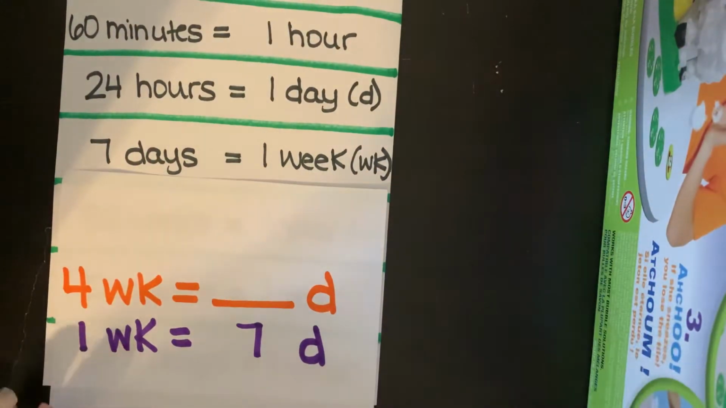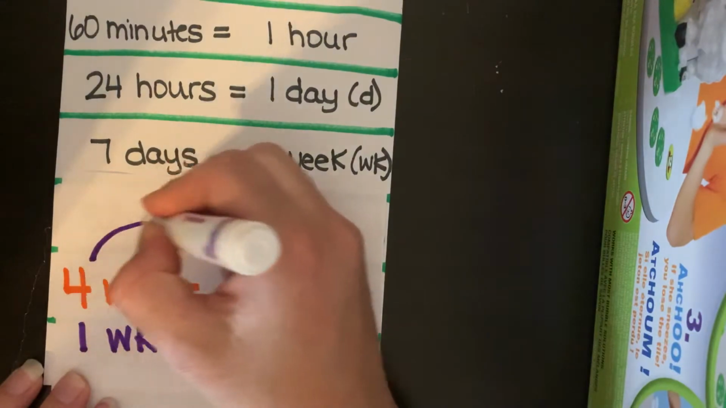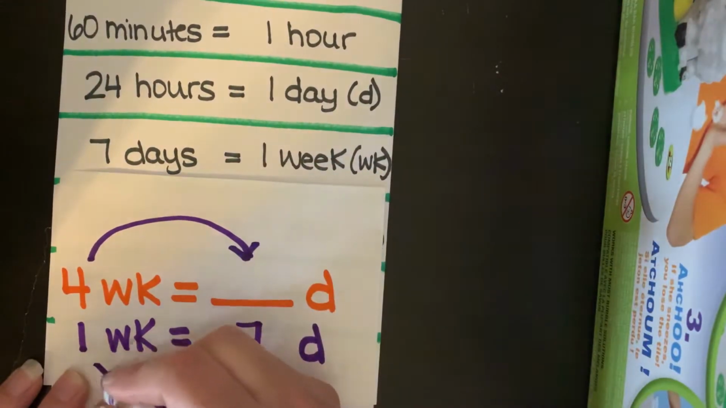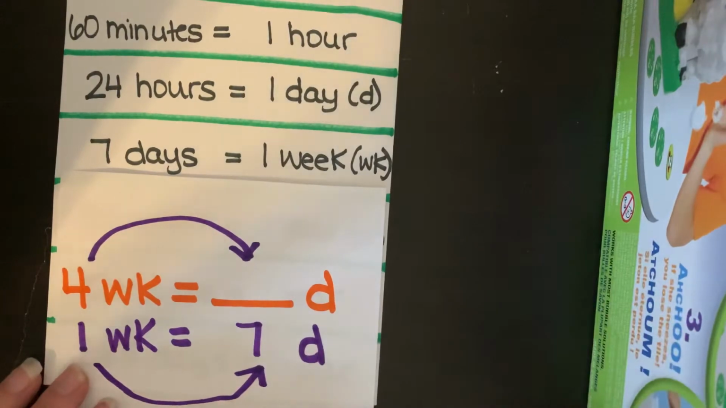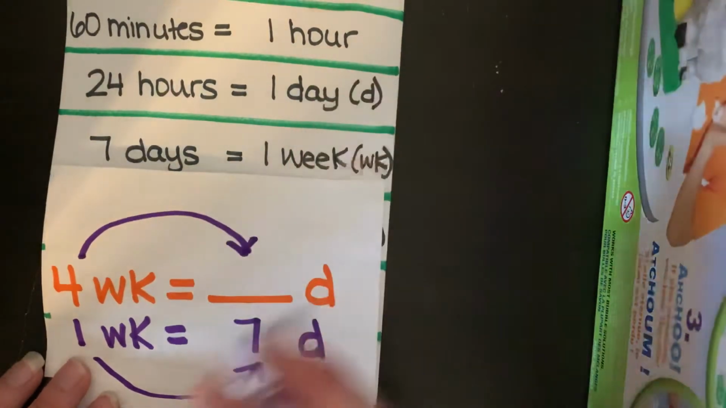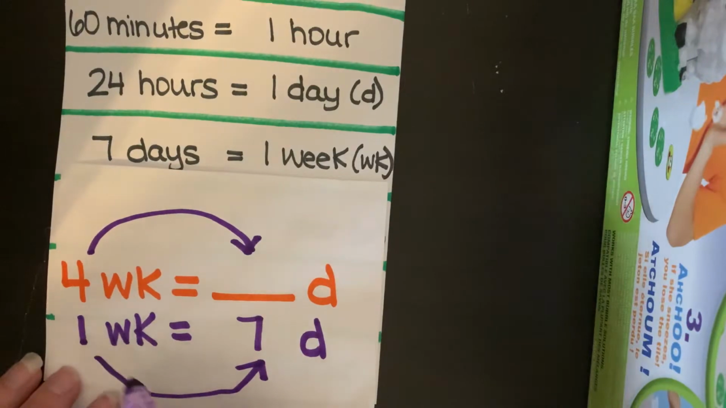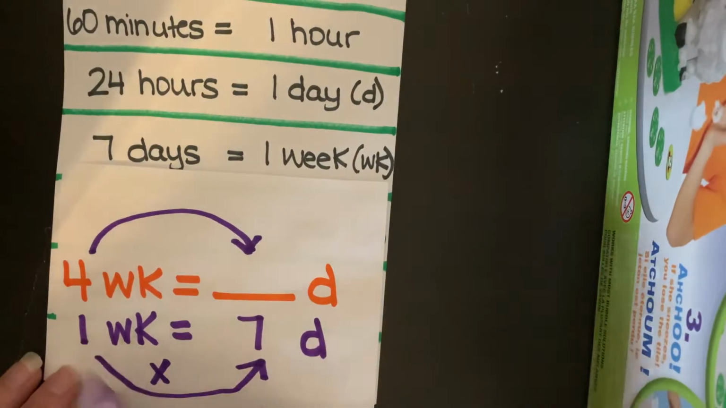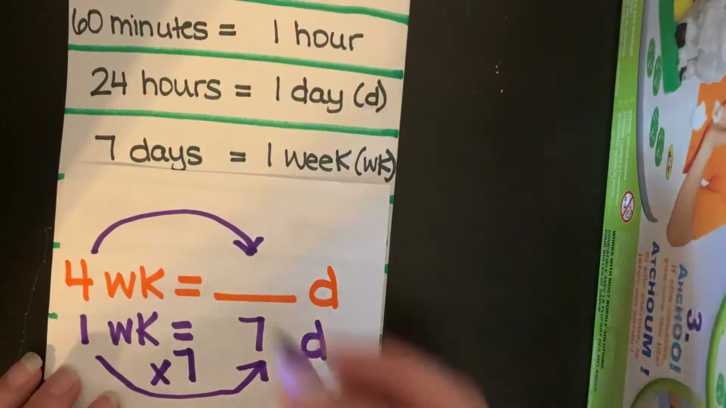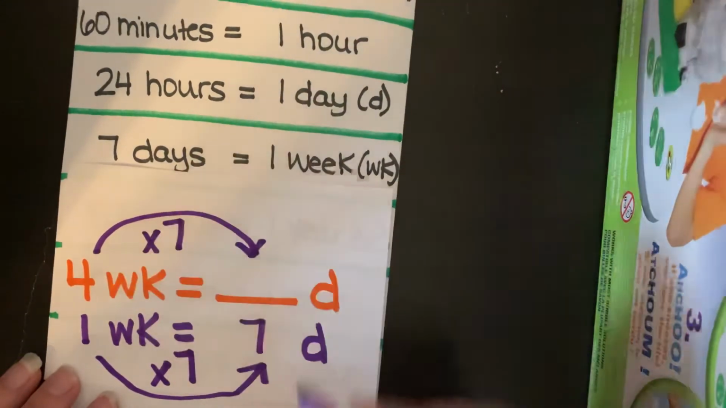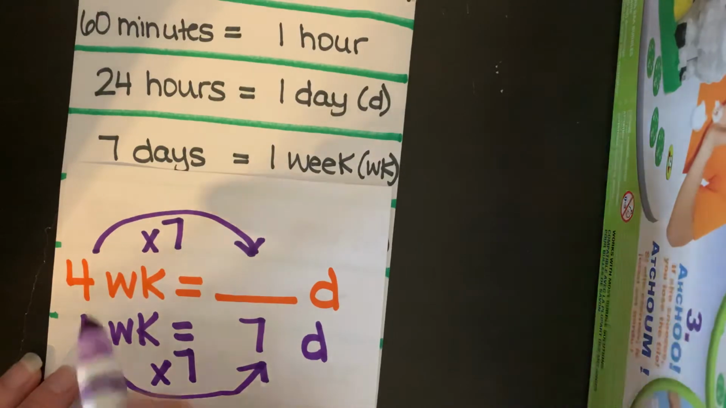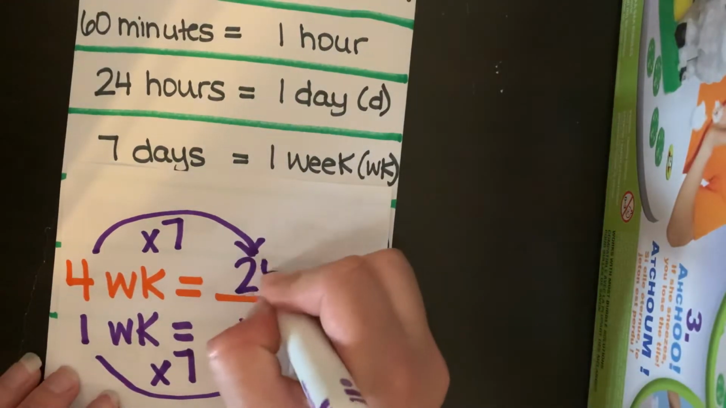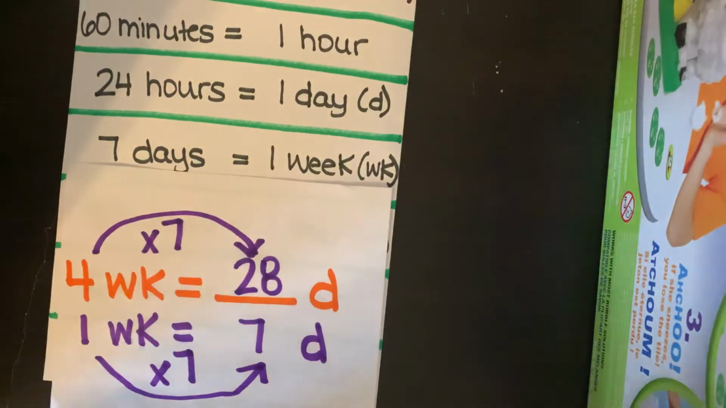So now let's look to see what I need to do. I'm going from weeks to days, and that's what I did over here. And when I went from weeks to days, you can see my unit of 1 turned into a 7, so it got larger. So to make whole numbers larger, we multiply. And down here, it looks like I multiplied by 7. So that's the same thing I'm going to want to do to my 4 weeks. Multiply it by 7. And now 4 times 7 equals 28. So 4 weeks equals 28 days.